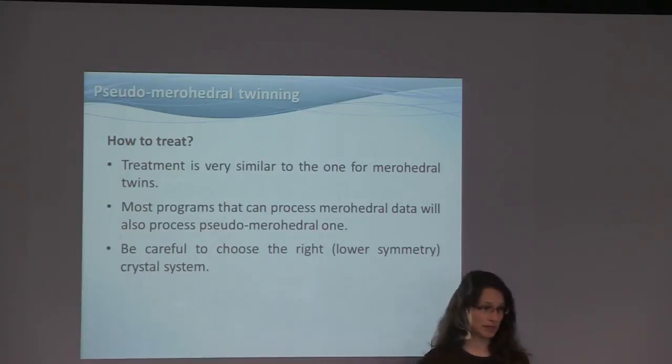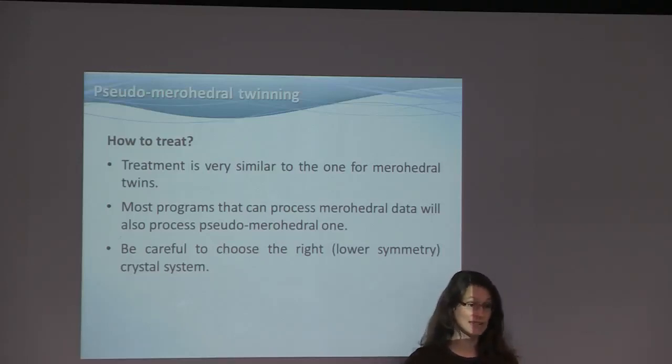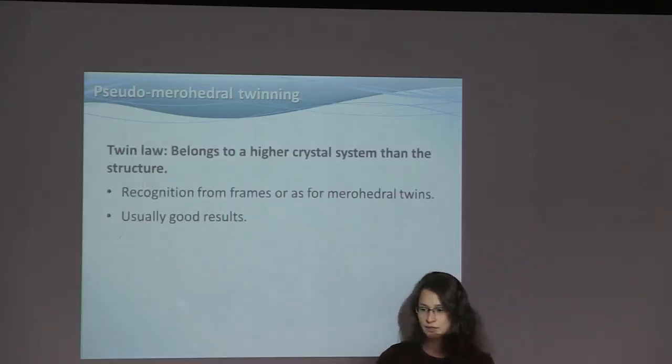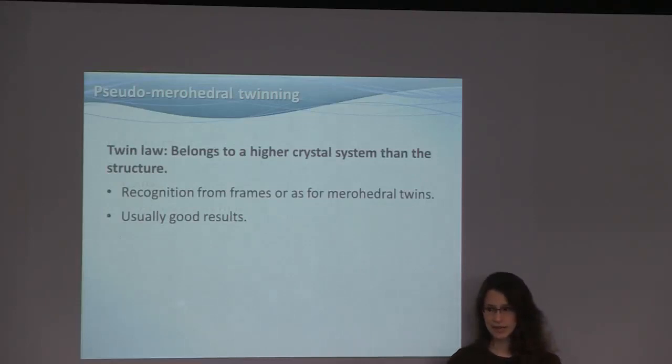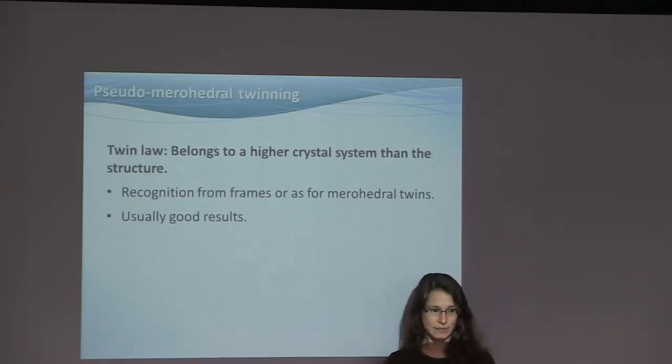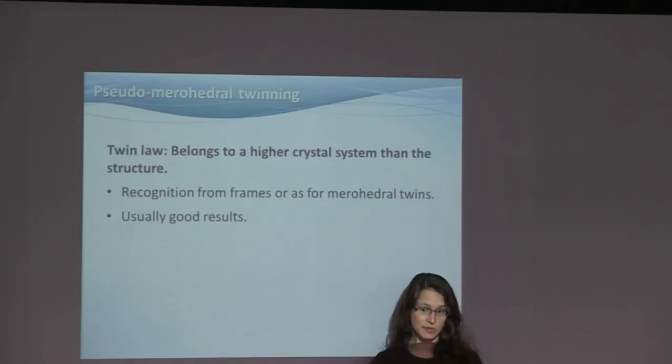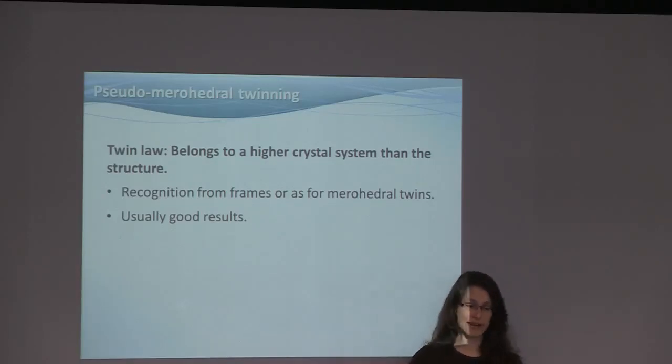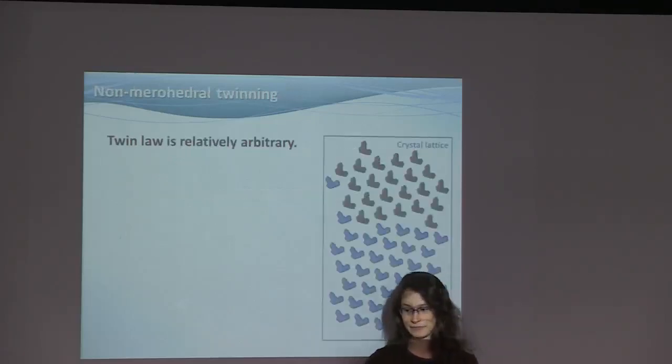So if you have no suspicion that your crystal is twinned, you will just not recognize it. And the up to 30% of the PDB that are twinned, where the L test actually said the structure could be twinned, include, of course, also pseudo-merohedral cases. So to summarize, in pseudo-merohedral twinning, the twin law belongs to a higher crystal system than the structure. So another crystal system. You can recognize them from frames or using statistical tests, or in any other way you can identify merohedral twins, and you can usually, again, expect good results.